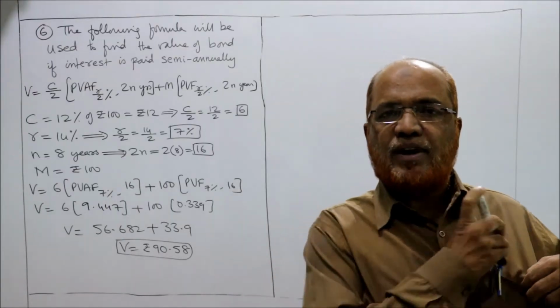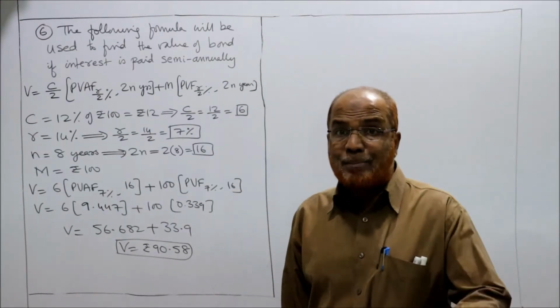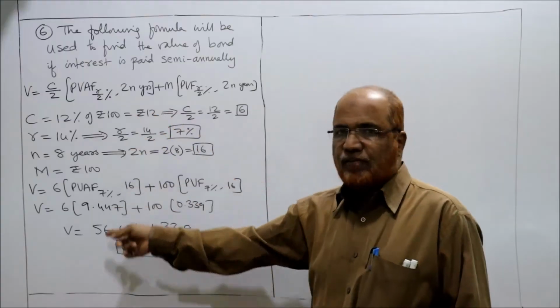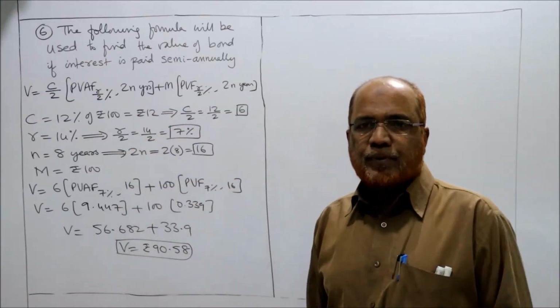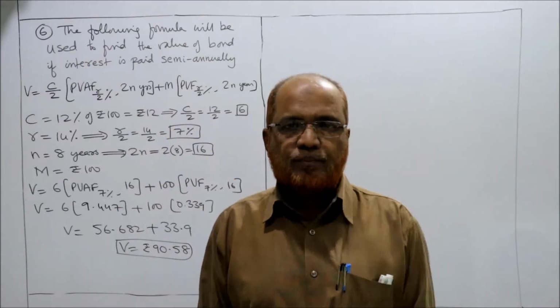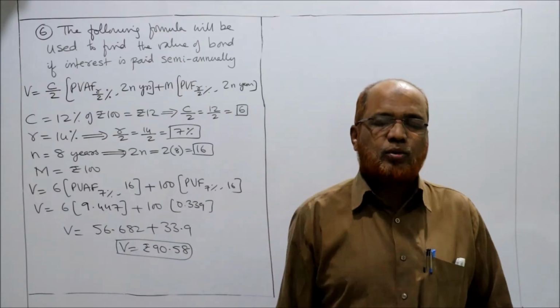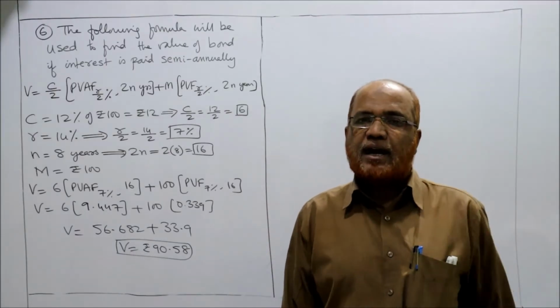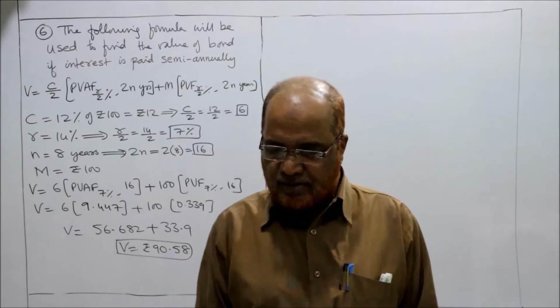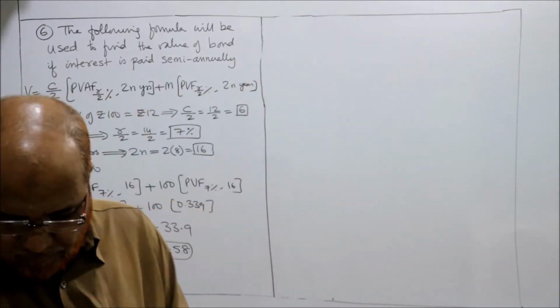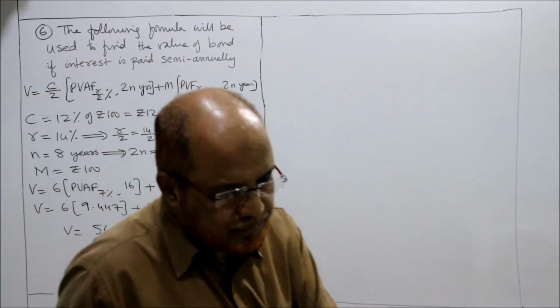This is the first problem where interest is paid semi-annually. So we have to make this modification. Procedure is same. Only instead of C we'll take C by 2. Instead of R we'll take R by 2. Instead of N we'll take 2N. That is the difference. So we have completed 6 problems.